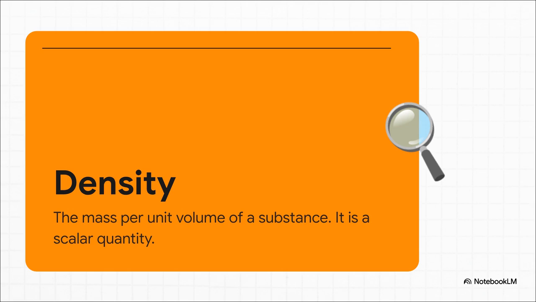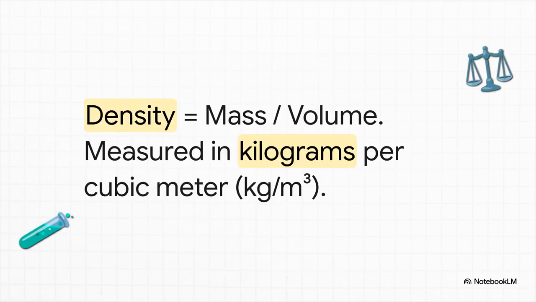Well, the official definition is that density is the mass per unit volume of a substance. But let's put that in plain English. It's really just a measure of how much stuff, mass, is crammed into a certain amount of space or volume. And this whole relationship is captured in a super simple but really powerful formula. Density equals mass divided by volume. This is the crucial part to remember. It's not just about how heavy something is, but how heavy it is for the amount of space it takes up. And we usually measure this in kilograms per cubic meter.